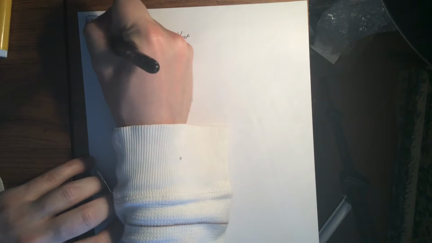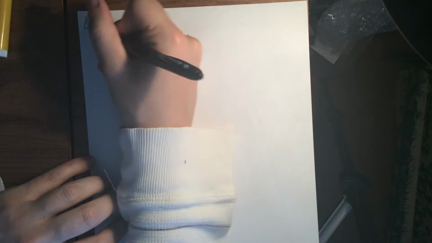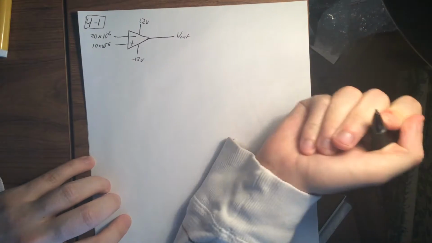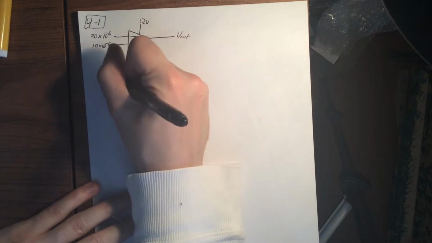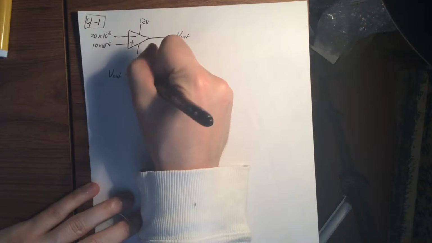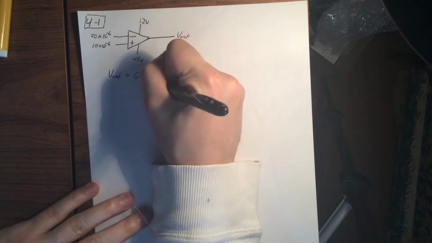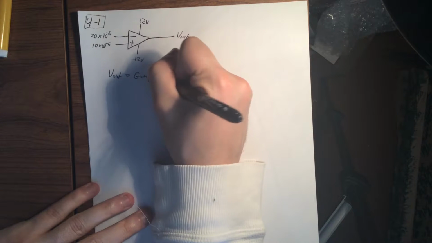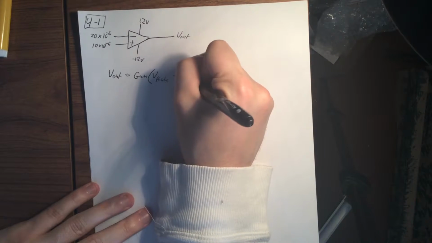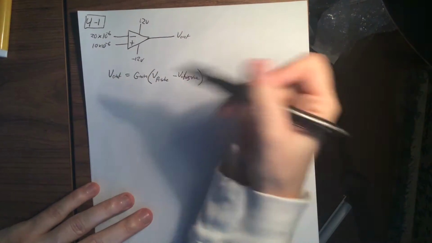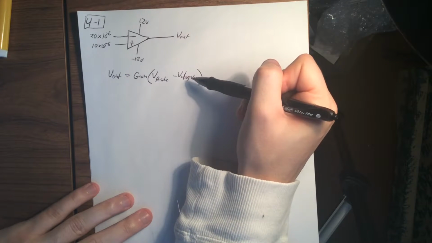Okay. And now it's going to ask for, on the negative side, an inverting input of 20 times 10 to the minus 6. And on the positive side, 10 times 10 to the minus 6. And this is open loop. So we're going to get our equation for V out equals gain times the difference between V in. So V out equals gain times V positive minus V negative.